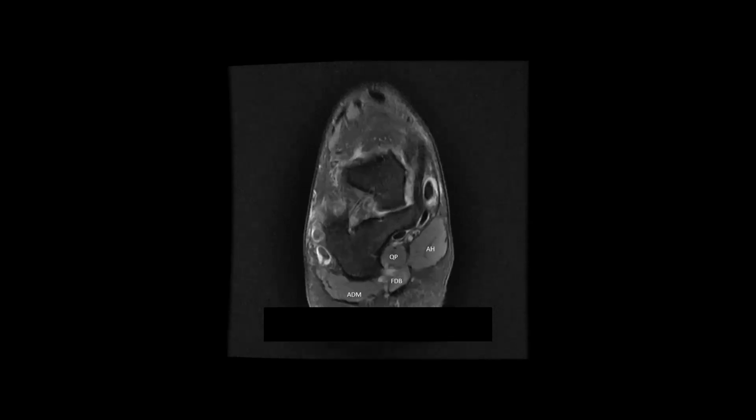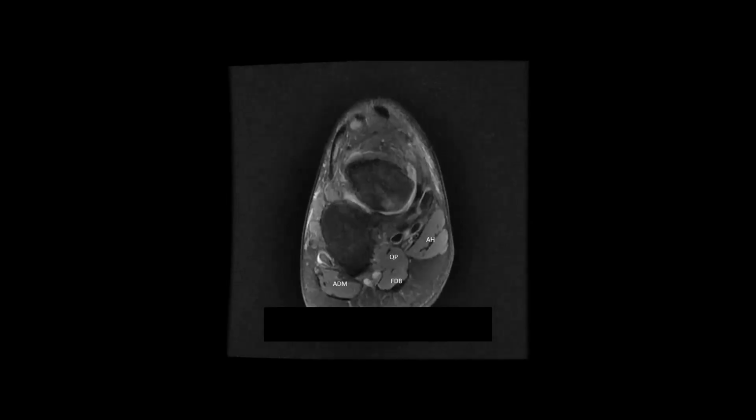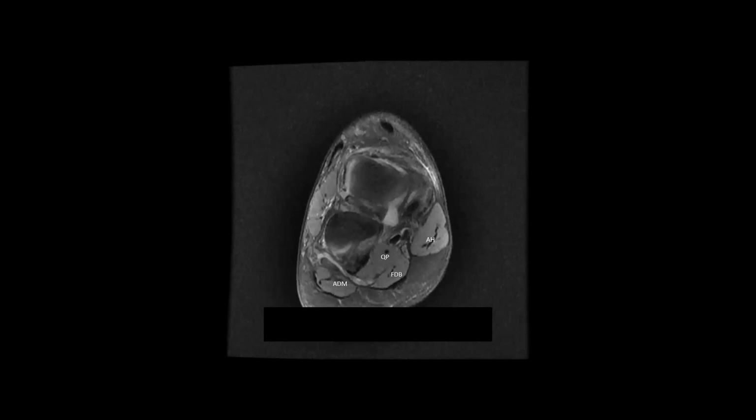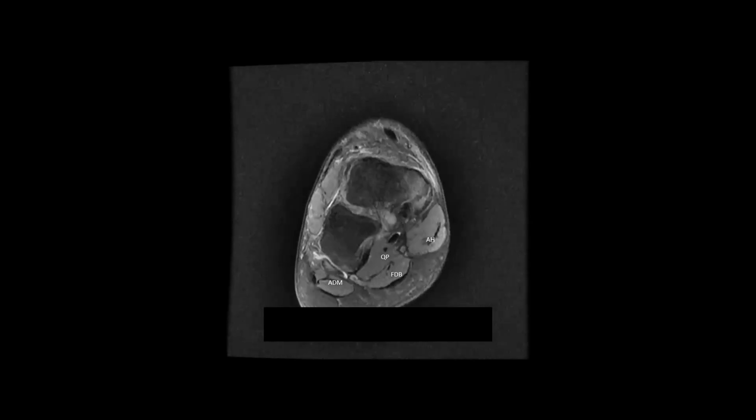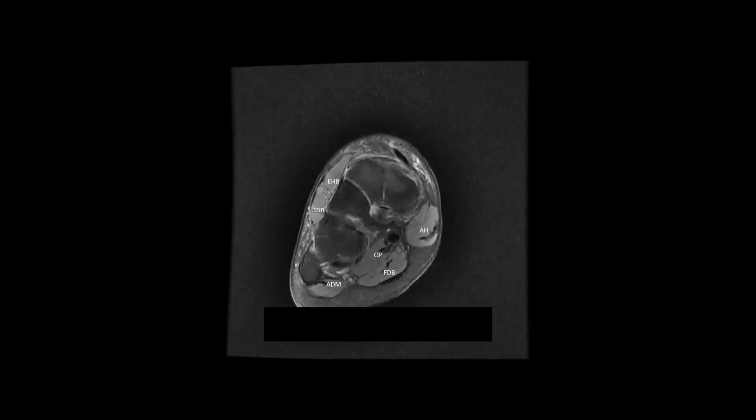So let's have a look at these muscles on MR. So here we can see abductor digiti minimi, flexor digitorum brevis, quadratus plantae, and abductor hallucis. And as we move towards the toes, we can see quadratus plantae, flexor digitorum brevis, abductor digiti minimi. On dorsal aspect, we can see extensor hallucis brevis and extensor digitorum brevis.